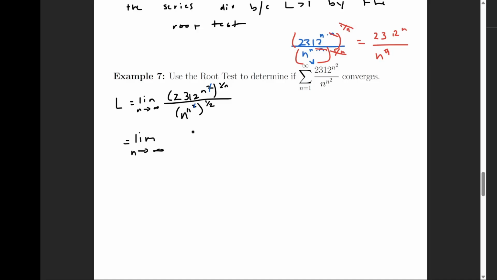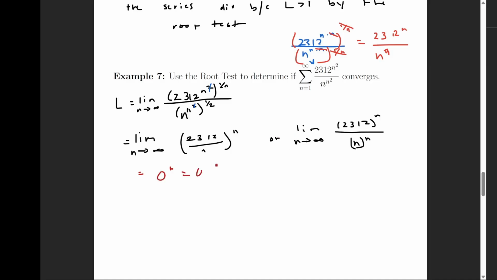And you can write it like 2, 3, 1, 2, like this, or it doesn't really matter. Oh, what am I doing? That's supposed to be an n. Because if you look at it like this, you take the limit as n approaches infinity, any constant over infinity is just 0, so 0 to the n power is just 0, right? Which is less than 1.